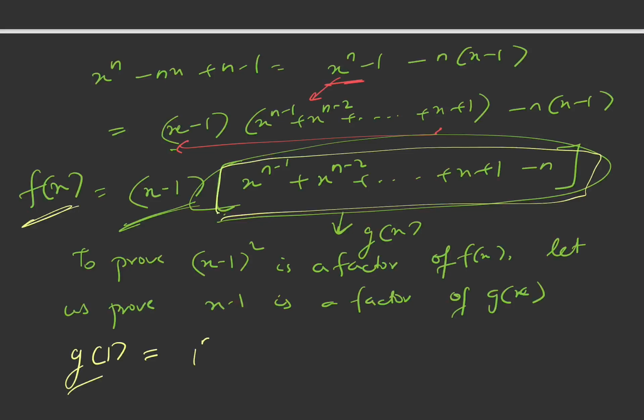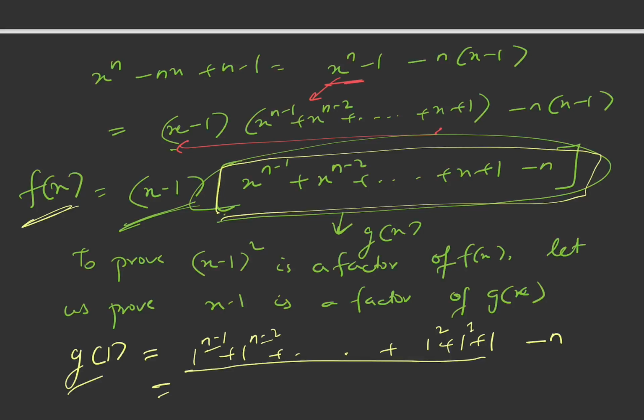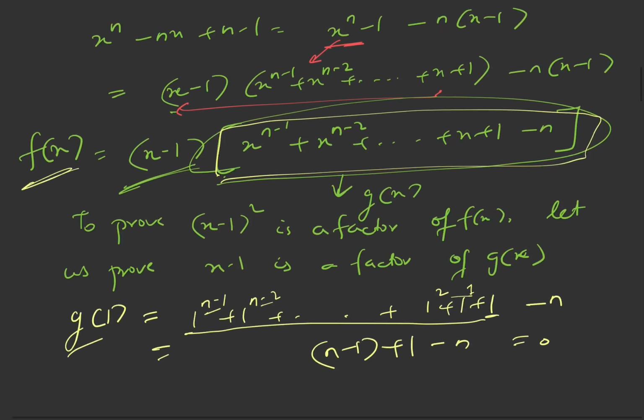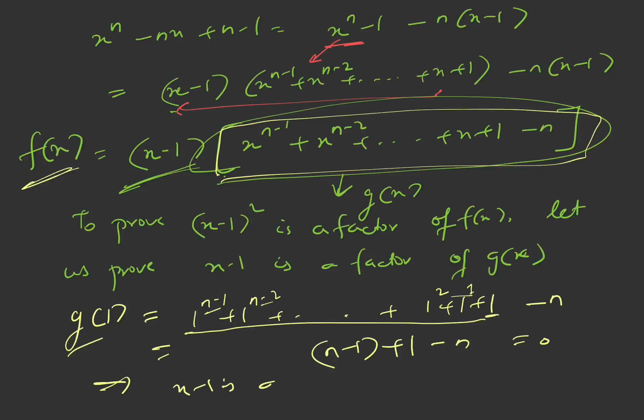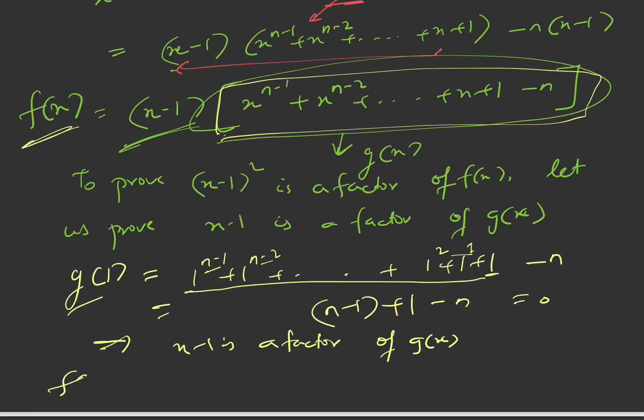So let us compute g(1). So this is 1^(n-1) + 1^(n-2) + so on + 1^2 + 1 + 1 - n. So you can see that this is n, right? So this is n - 1 terms, n - 2, and this is n - 1 plus 1 - n. So this is 0. So g(1) is 0 means x - 1 is a factor of g(x), right? So you can write f(x) as (x - 1) into g(x), you can write as (x - 1) into some h(x). So clearly (x - 1) whole square is a factor of f(x).